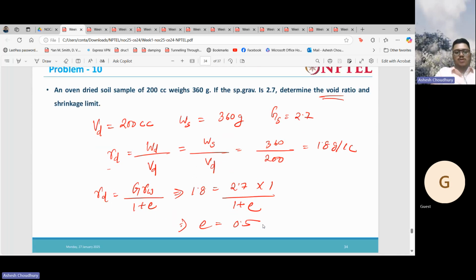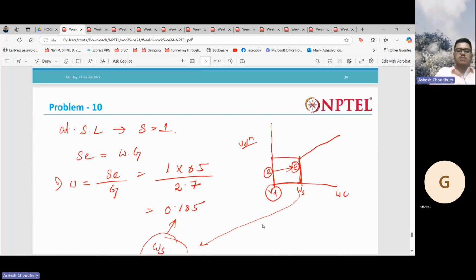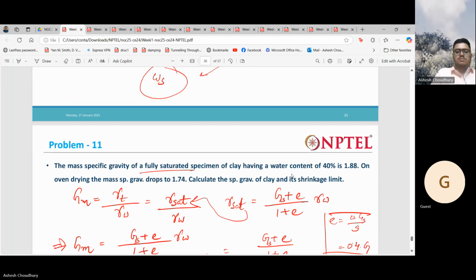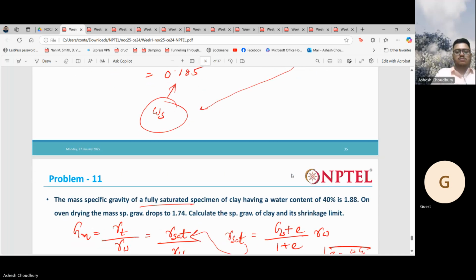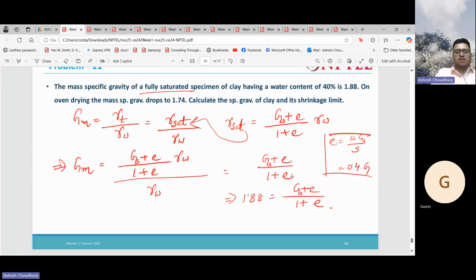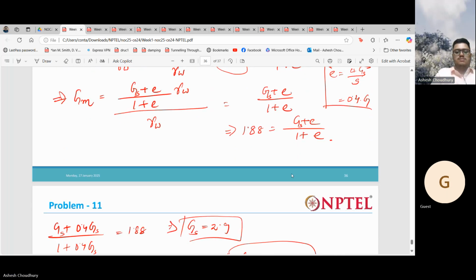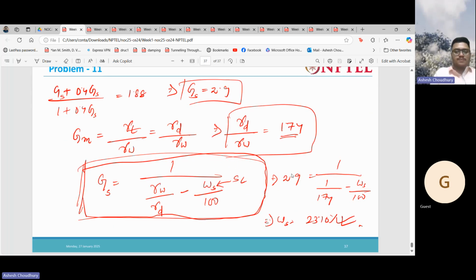Then similarly, this is one problem where we determine the void ratio and shrinkage limit. There we used the concept that the void volume at this point and this point are the same, so the void ratio is also the same from here to here. That concept we used. Again, one more problem regarding calculation of shrinkage limit, a similar problem. That's all.